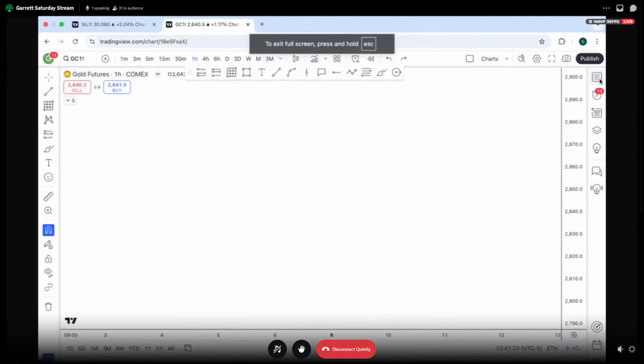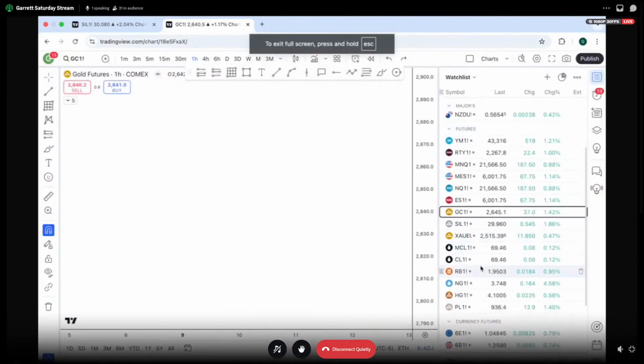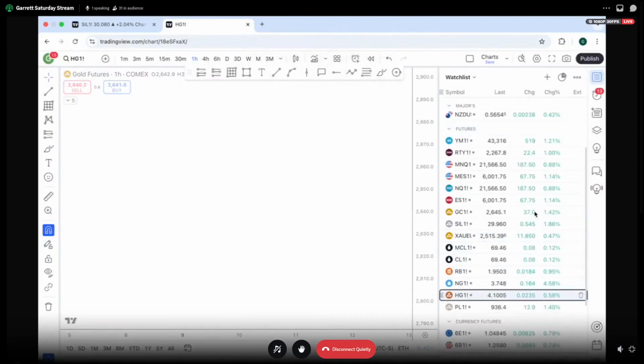I'll show you an example that I traded last week as well. I'm going HG.